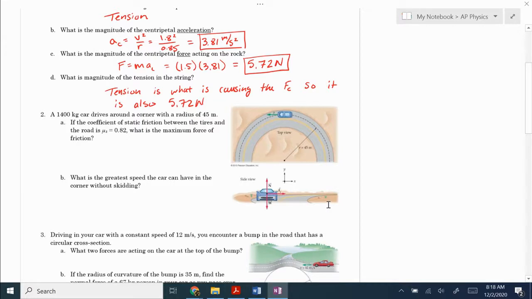A 1,400 kilogram car drives around a corner with a radius of 45 meters. If the coefficient of static friction between the tires and the road is 0.82, what is the maximum force of friction? The word maximum is there because, keep in mind, the force of friction is usually less than or equal to mu times the normal force. So the maximum would be when F_f is equal to mu times the normal force.